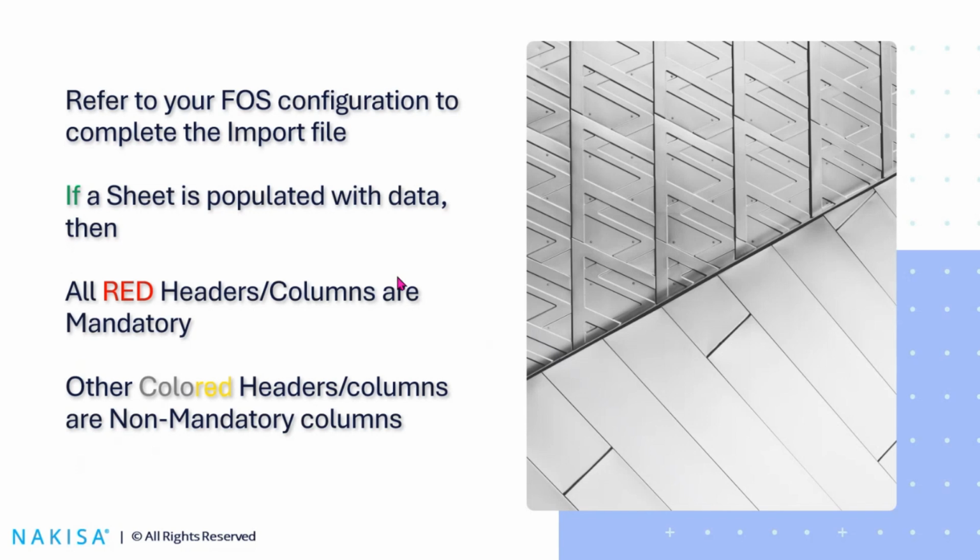Now, before we hop into the Excel file, I just want to remind you to refer to your FOSS configuration settings, where you can get the data that we will be populating in the Excel. Keep in mind, if a sheet is populated with data, then all the red headers are mandatory to complete. If you're not populating data in a sheet, even though it has red headers, you don't have to complete them. They become non-mandatory columns, just like the non-colored, non-red header columns.